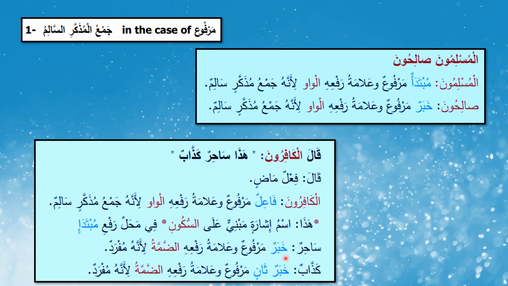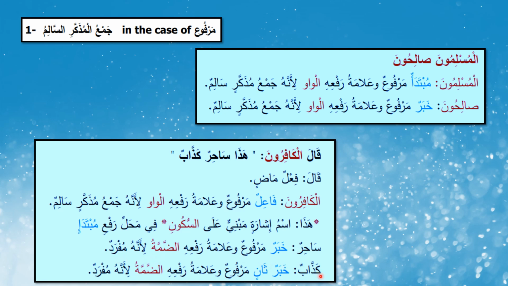Sahirun is khabar. After mubtada comes khabar. It's also marfu, and now you need to give reasons that it is in raf, marfu position with dhamma. Why with dhamma? Because it's a mufrad. So you need to continuously give your reasons that this noun is jama, this noun is muthanna, or this noun is mufrad. You need to give your answer that it's jama, muthanna, or singular mufrad.